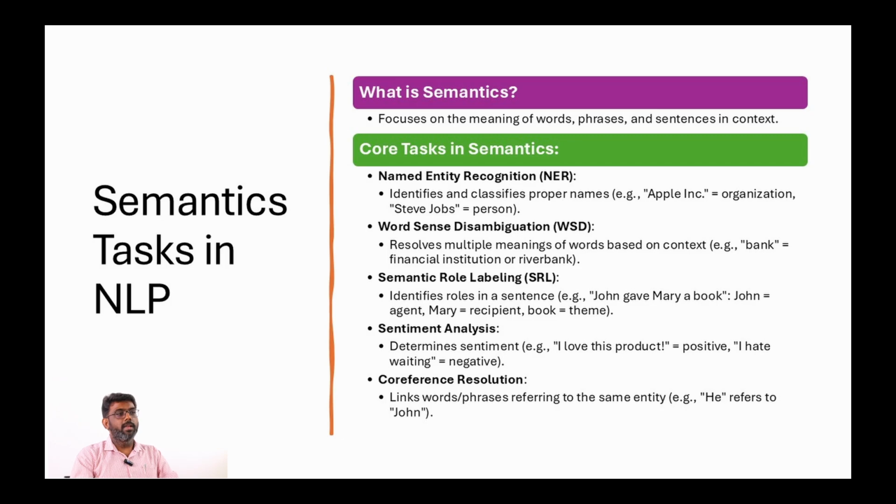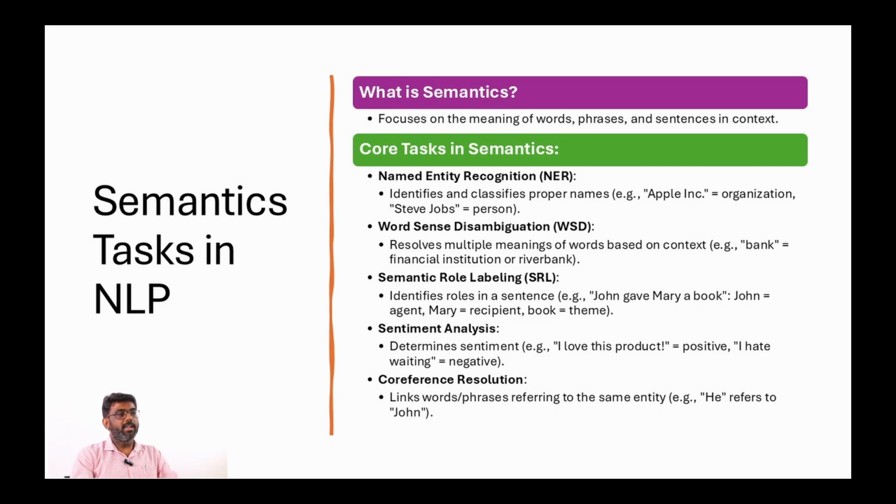For example, in "Apple Inc. was founded by Steve Jobs," NER recognizes Apple Inc. as an organization and Steve Jobs as a person. Word sense disambiguation. Many words have multiple meanings. WSD helps determine the correct meaning based on the context. For example, in the sentence, "I went to the bank to fish," word sense disambiguation would recognize whether bank refers to a financial institution or the side of a river.